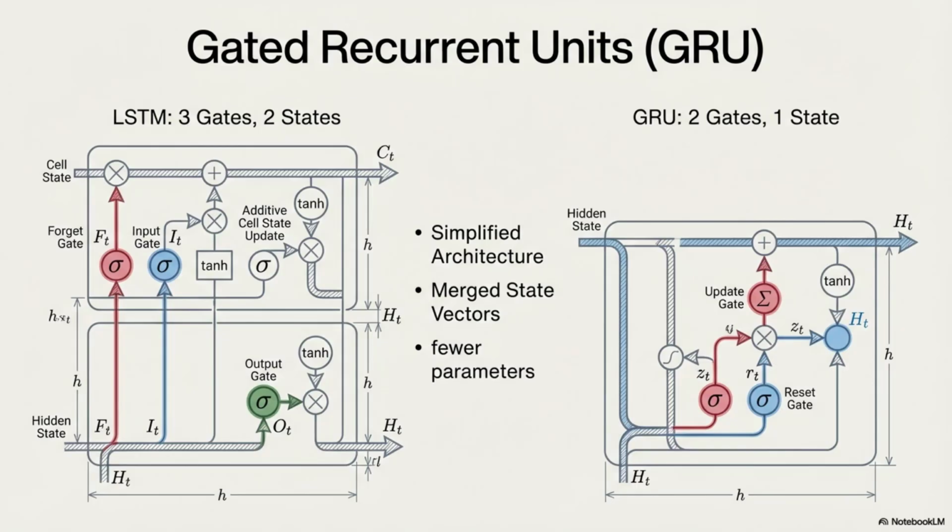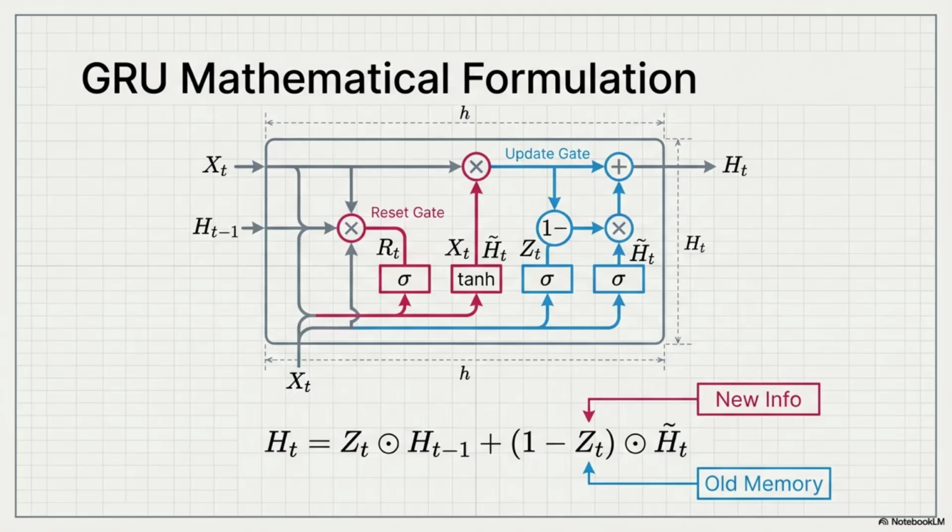First, it gets rid of the separate cell state and just has one unified hidden state, HT. Second, it combines the forget and input gates into a single update gate. The result? Fewer parameters, which means it often trains faster and can sometimes perform just as well as, if not better than, an LSTM on certain tasks. The elegance of the GRU really shines in its math.